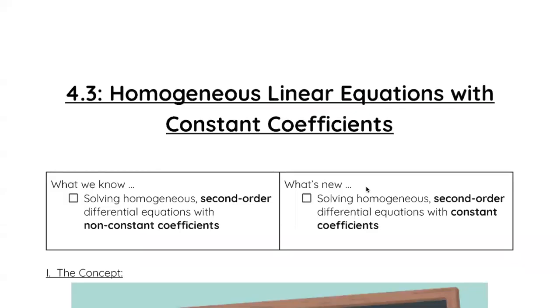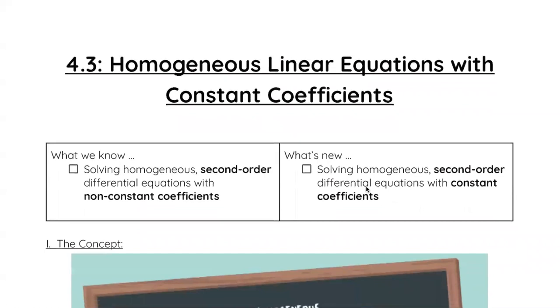All right, so yesterday we started a little bit on 4.3. In particular, we talked about the idea of having a homogeneous second order differential equation that had coefficients that were actually numbers, meaning they had constant coefficients, rather than what we saw in 4.2, which was non-constant coefficients.